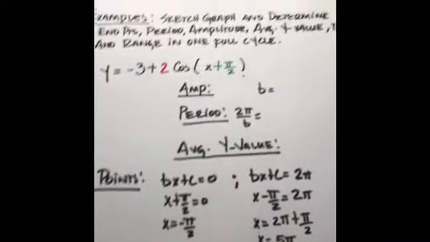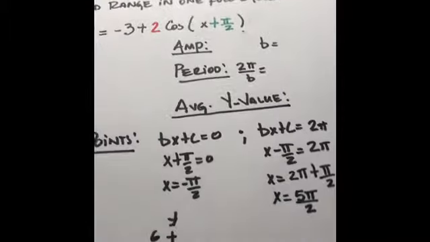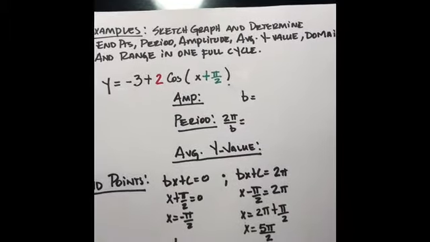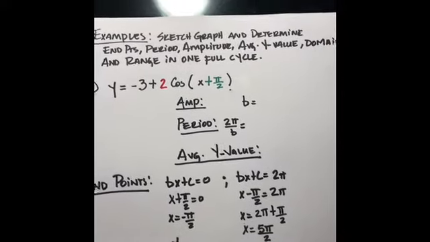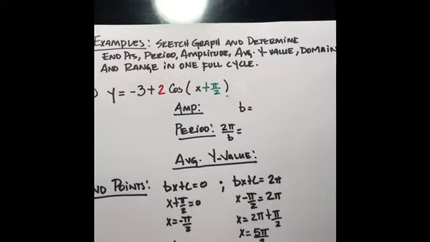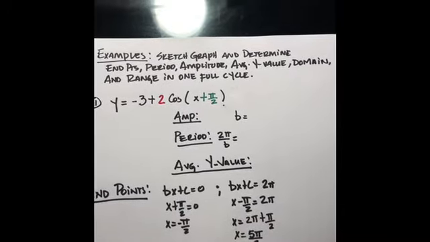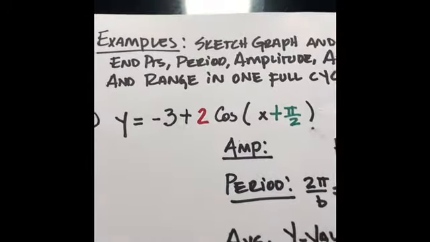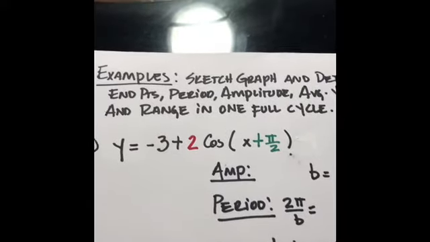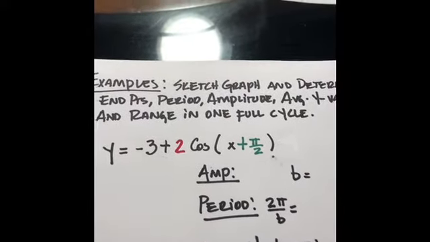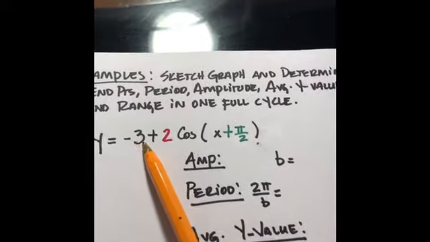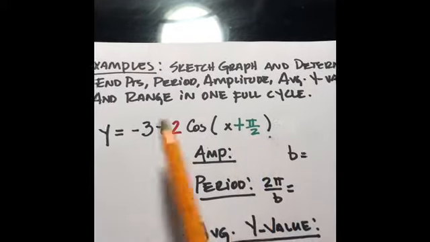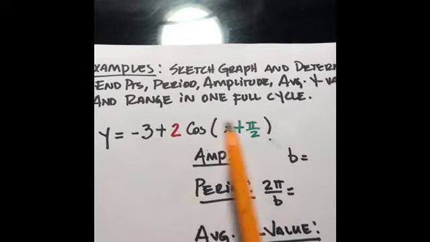So now moving on to the examples. They're asking me to sketch the graph and determine the endpoints, the period, the amplitude, the average y value, the domain and the range in one full cycle of the graph of y equals 3 plus 2 cosine of x plus pi over 2. Let's remember from math 3 that this 3 can be written at the beginning or at the end of the function. It's exactly the same thing whether I have it at the beginning or at the end.